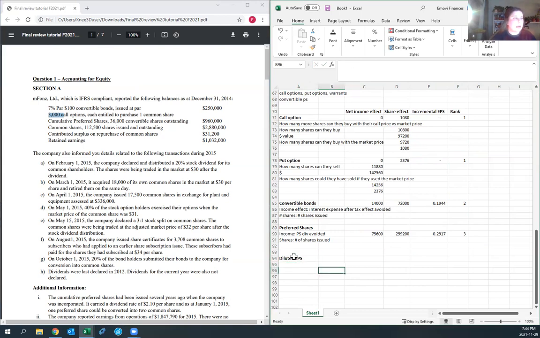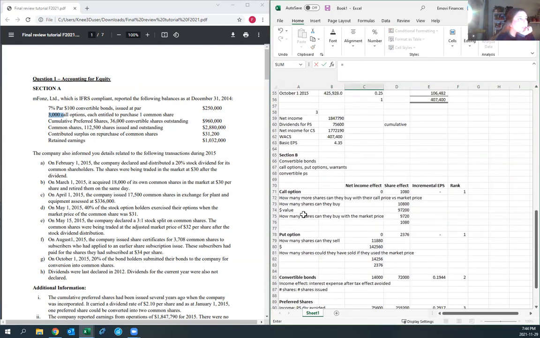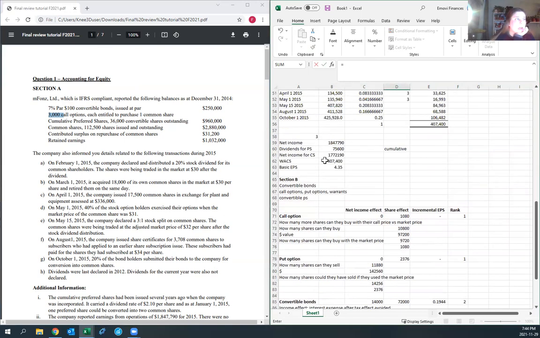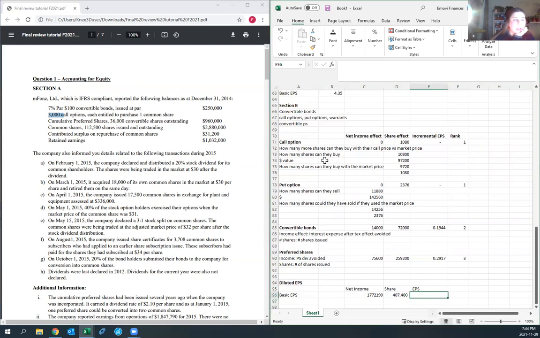And how I'm going to do that, I'm going to put here my net income, my shares, and then EPS. I'm going to start with my basic EPS. My net income that we used was this one here, without the dividends for preferred shares, and the number of shares was our weighted average common shares, and gave us an EPS of 4.35.